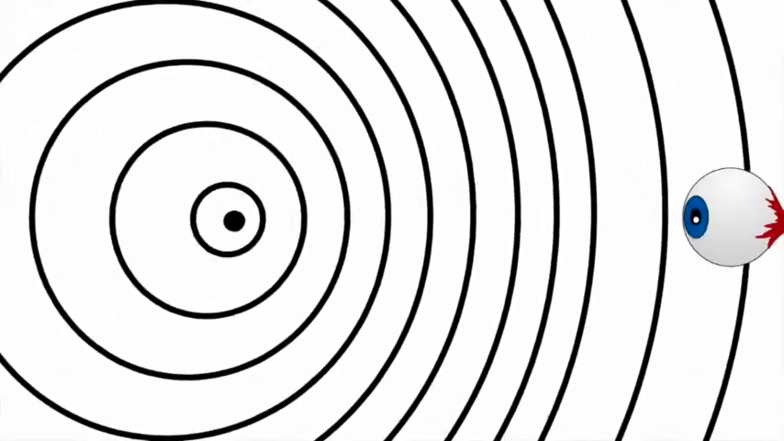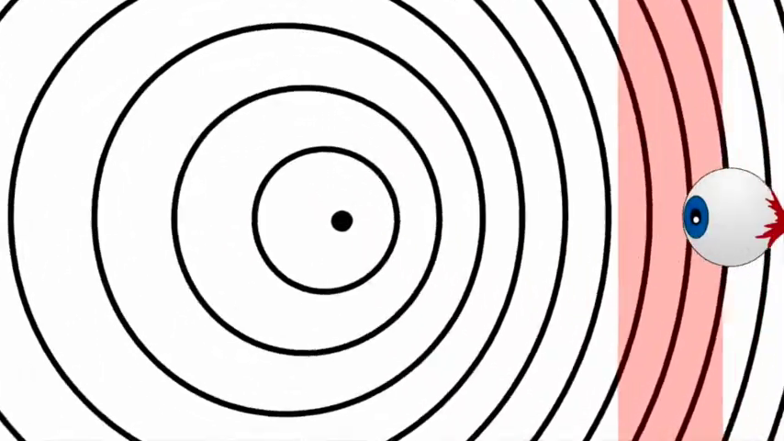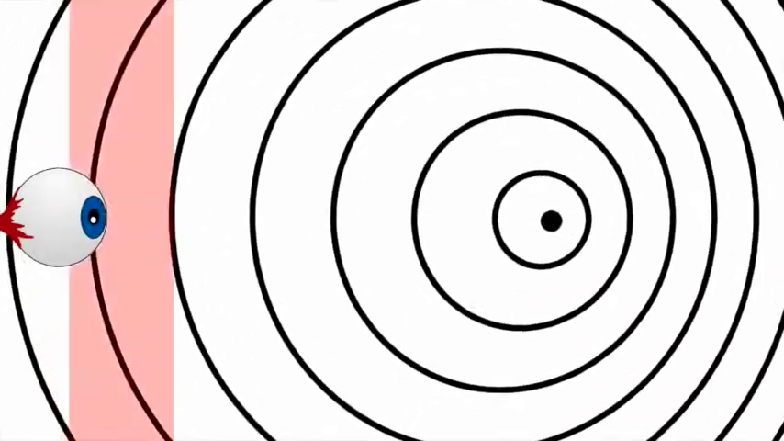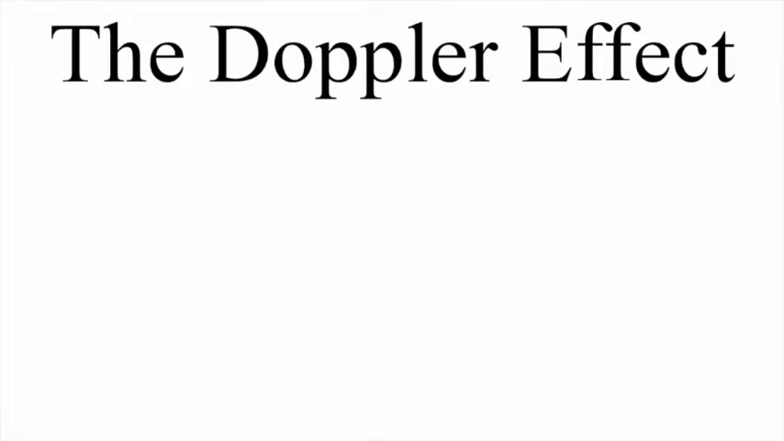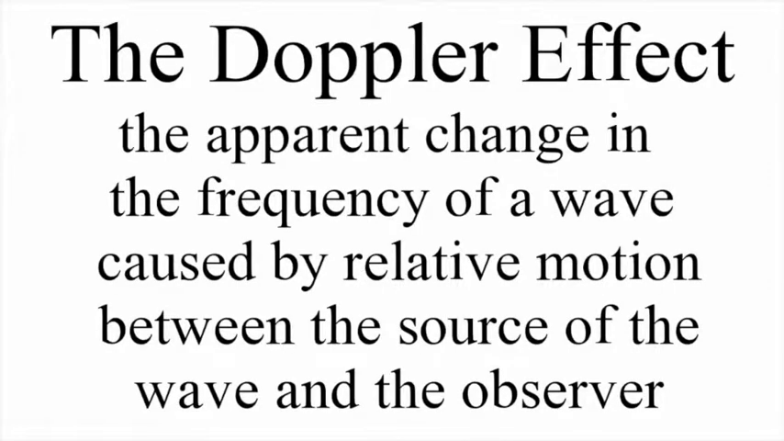If our object is moving towards a stationary observer, these bunched up waves are observed at a higher frequency, and if the object is moving away from a stationary observer, the waves are observed at a lower frequency. So that is the Doppler effect, the apparent change in the frequency of a wave caused by relative motion between the source of the wave and the observer. It makes sense. But it gets interesting when you consider some of its applications.